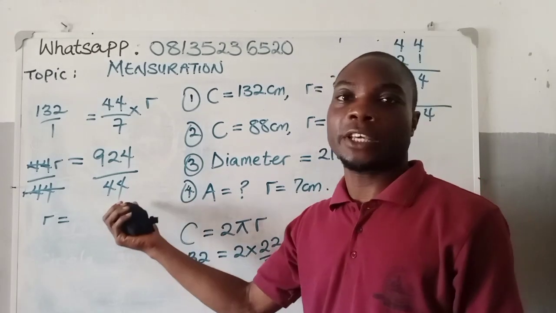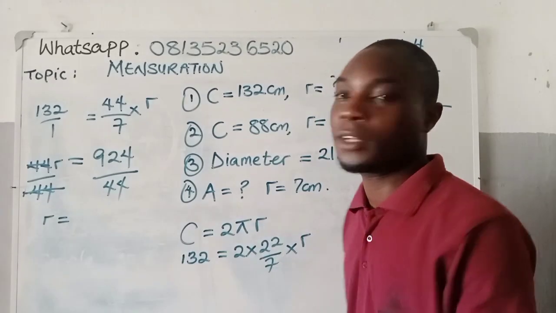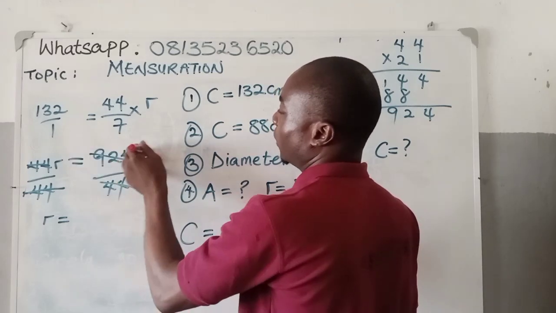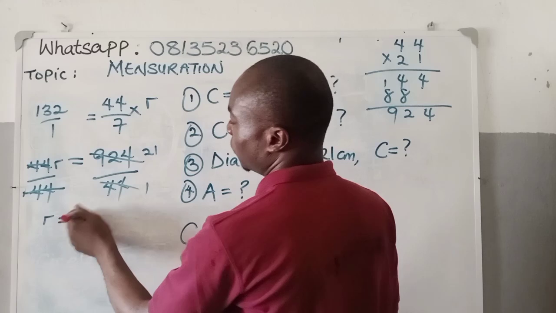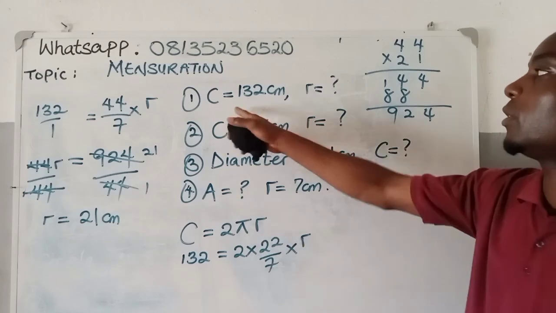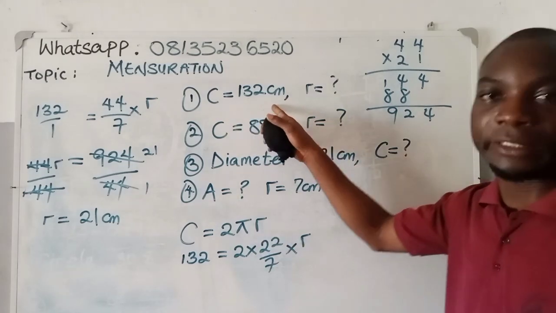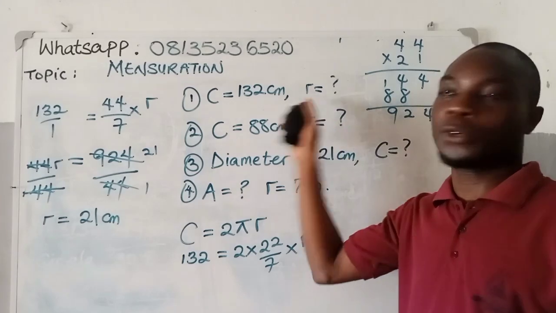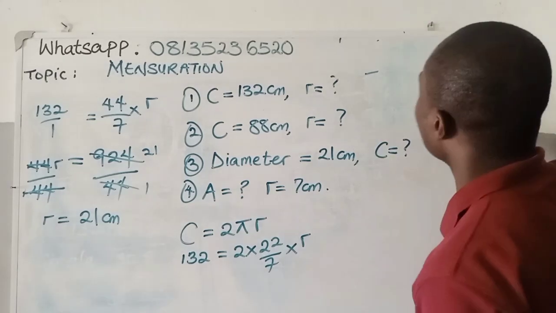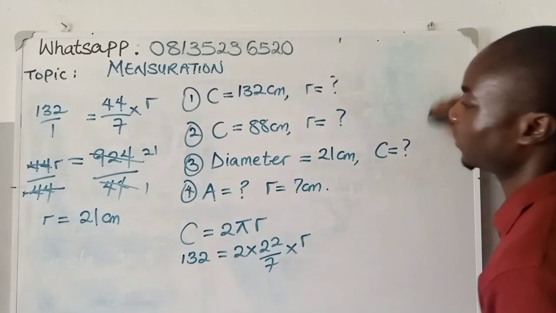So to save time in doing this, you just press your calculator and you get your answer easily. So 44 goes into 924 21 times. So our radius is 21 centimeter. So the circumference of this circle is given as 132 centimeter, and the radius, which is unknown, is 21 centimeter. So let's proceed and answer the next question.